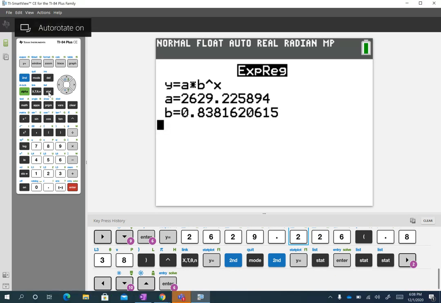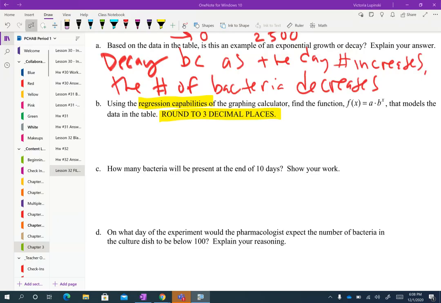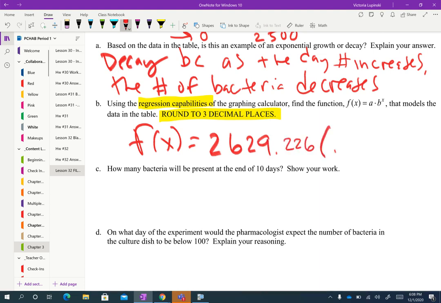Sorry, don't mind me. I'm just detaching and attaching my tablet here. So if I go back to my notes, based on what I just found, I'm going to go ahead and say that this function, f of x, is going to be equal to 2629.226 times 0.838 to the x. So that is my equation using the exponential regression.